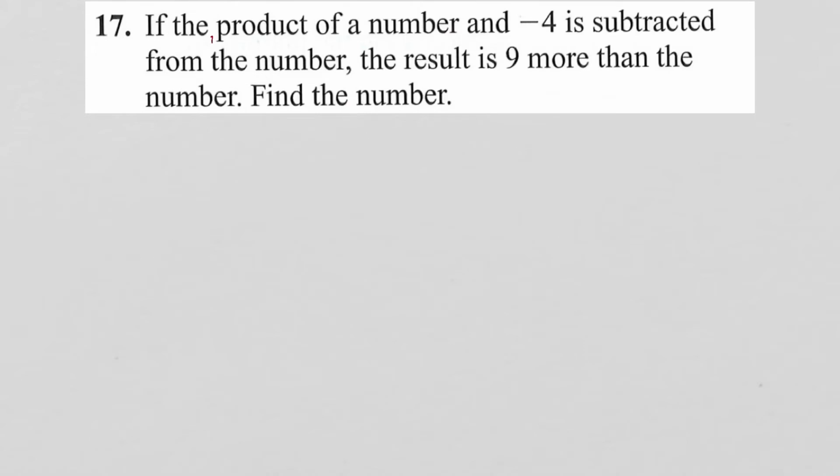Okay, the product of a number and negative 4. So let's just write that first. That's negative 4x. But if this is subtracted from the number is x, so we're going to take x here and we're going to subtract that amount there. That's being subtracted from the x. The result is 9 more than the number. Well, if that's the number, 9 more than that is that. Okay, so that's the equation.